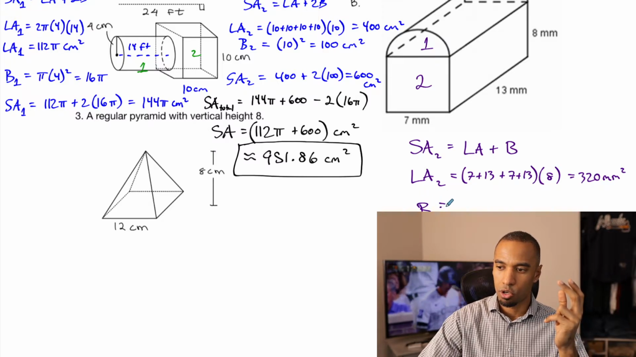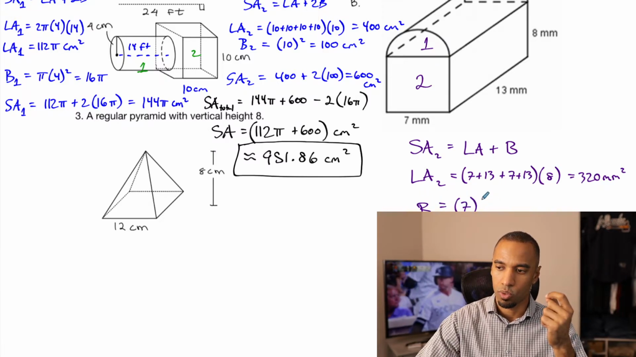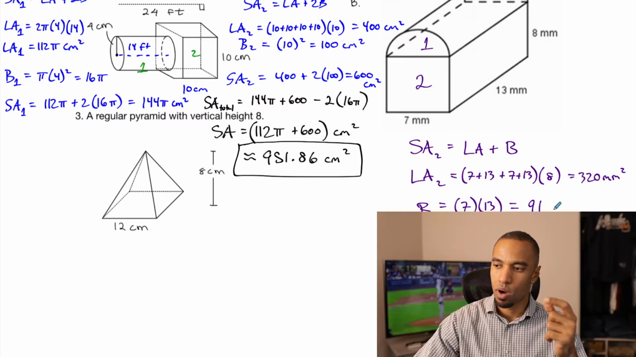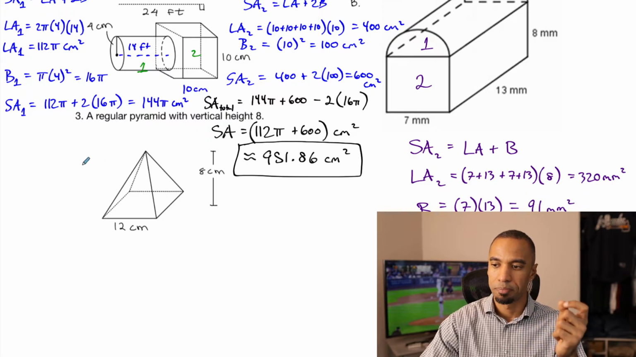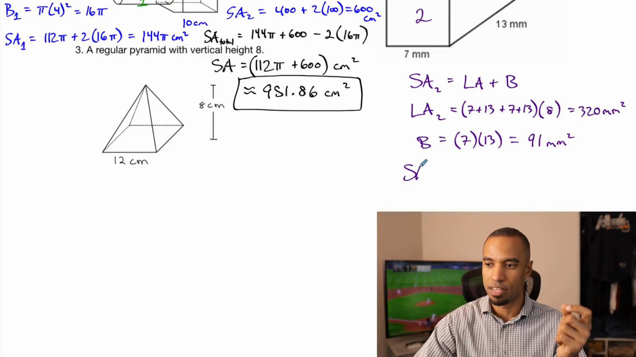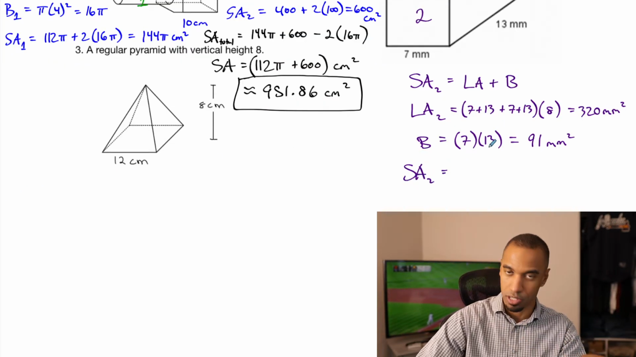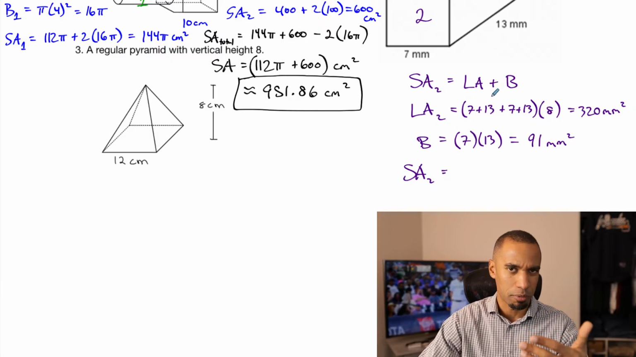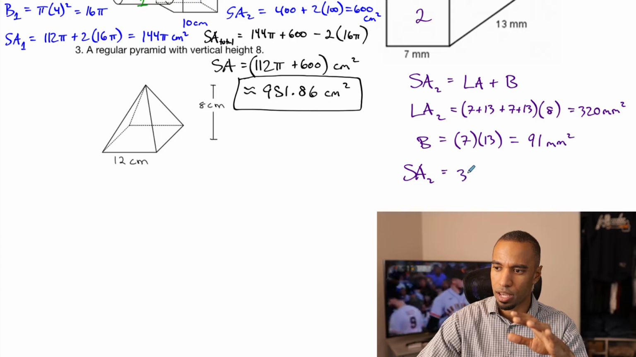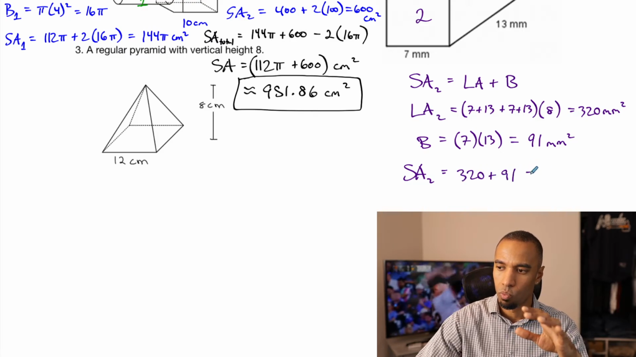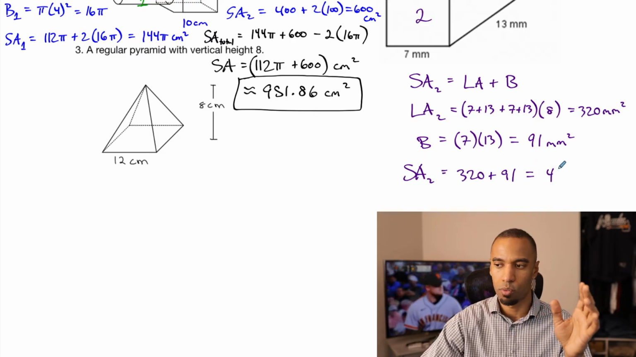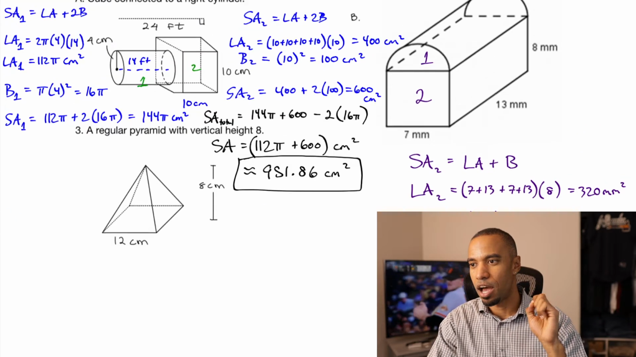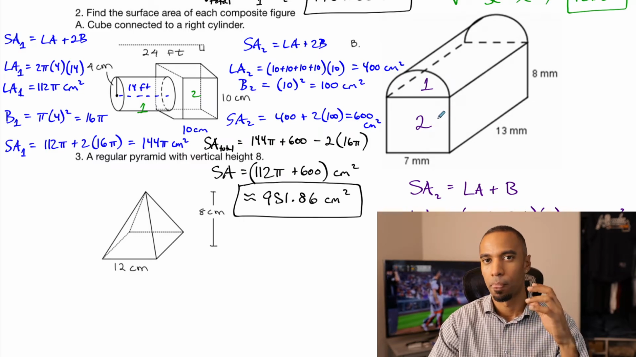The area of that single base, that's 7 times 13, that's what we're doing right there. 7 times 12 is 84, so 91. So 91 square millimeters there. So my surface area of the uncovered stuff on 2, the only parts that I'm really considering there, and I don't know if I really should be putting that because I know it's LA plus 2B. But anyway, so that's going to be 320 plus 91, which is 411 square millimeters. So that's the surface area of the uncovered portions of the rectangular prism.